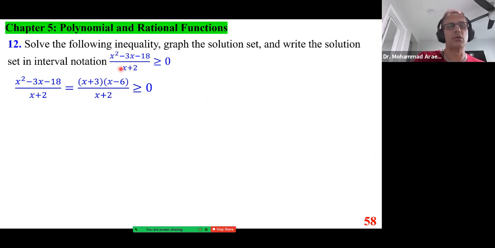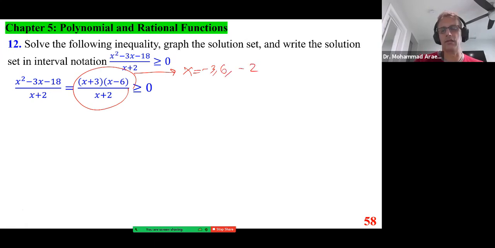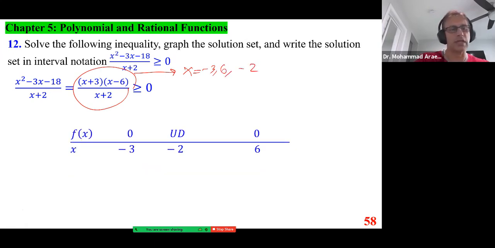You set the top equal to 0, x becomes negative 3, x becomes 6. You set the bottom equal to 0, x equals negative 2. So right here, there are 3 important points. From here, the subintervals: x equals negative 3, positive 6, negative 2. So we are going to go with the subintervals as follows. If we call this f of x, at negative 3 it is 0, at negative 2 it is undefined, and at 6 it is also 0.